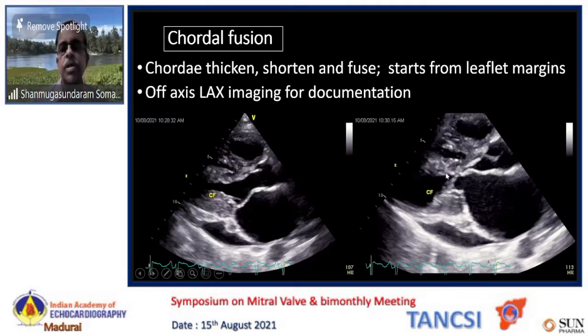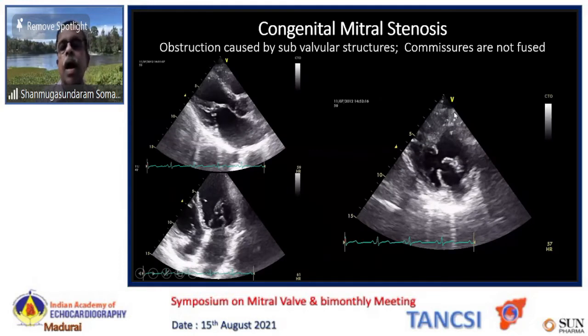In chordal fusion, the chordae thicken, they fuse and shorten. That process also starts from the leaflet margin and goes towards the papillary muscle. We need to have an off-axis, long-axis imaging to really document severe chordal fusion like this illustration. In contrast, in congenital mitral stenosis, the commissures are unfused and the pathology is mostly below the valve, which accounts for the obstruction to left atrial outflow.